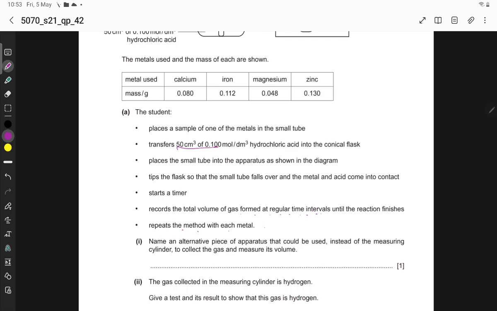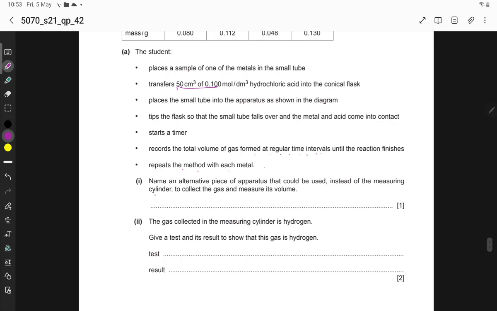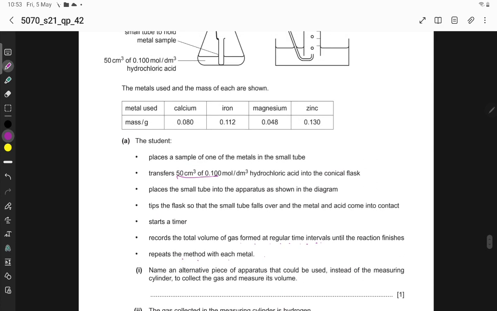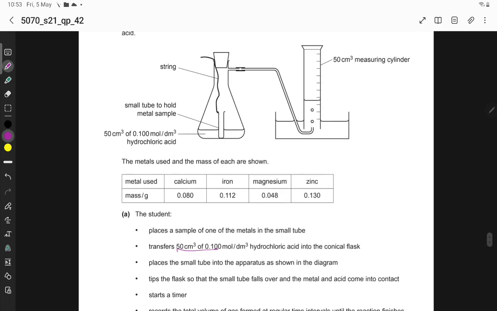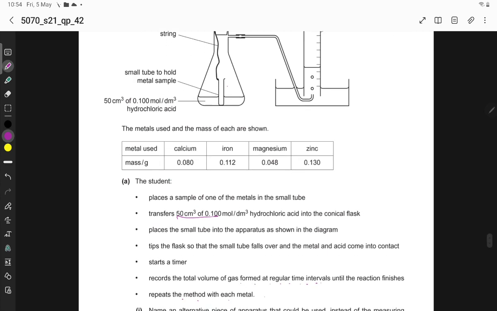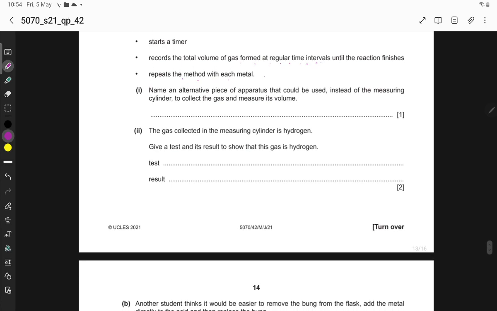Repeats the method with each metal. So these metals are given, and we use all the metals to find out the speed of reaction by using this apparatus. Name an alternative piece of apparatus that could be used instead of the measuring cylinder to collect the gas and measure its volume. Gas syringe.